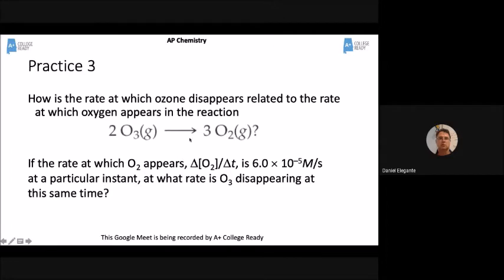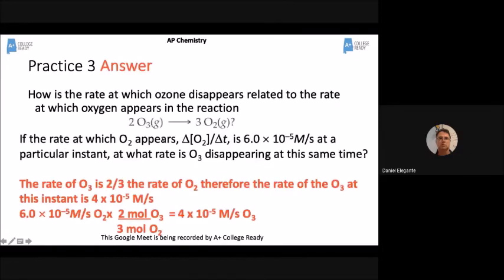So if that's how fast the O2 appears, then how fast is the O3 disappearing? Well, you can look at this. This is a 2 to 3 ratio. So if we did the math, it would look like this. We would set it up so that things cancel. This 2 moles and 3 moles come right from my balanced equation, just like regular stoichiometry. And you can get the answer 4 times 10 to the negative 5th.